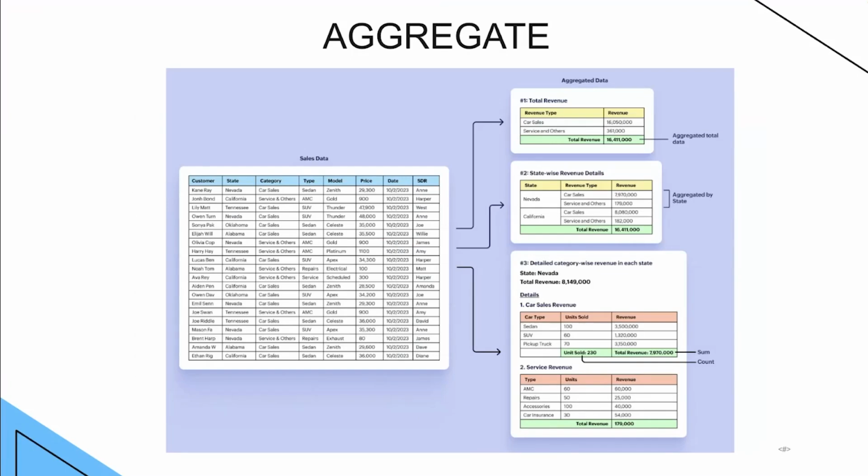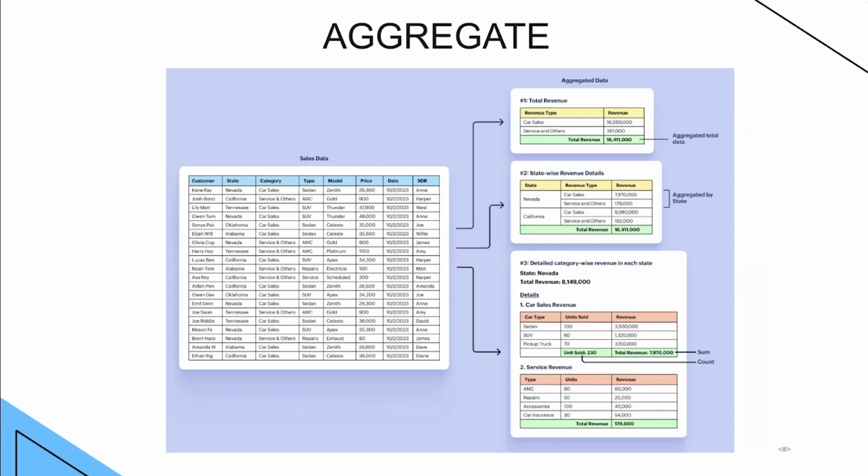Similarly, if you'd like to aggregate data, you can do it by applying aggregate functions like sum, average, count, etc. to your grouped data. For instance, you can calculate the total sales for each payment mode or the average purchase amount for each customer. This is especially useful for summarizing information and getting insights from your data. In the screenshot, you can see that we have aggregated data for the total. First, we are getting the total of the revenue type, car sales or service and others. Second, on the right side, in the second screenshot, we have aggregated data by state.